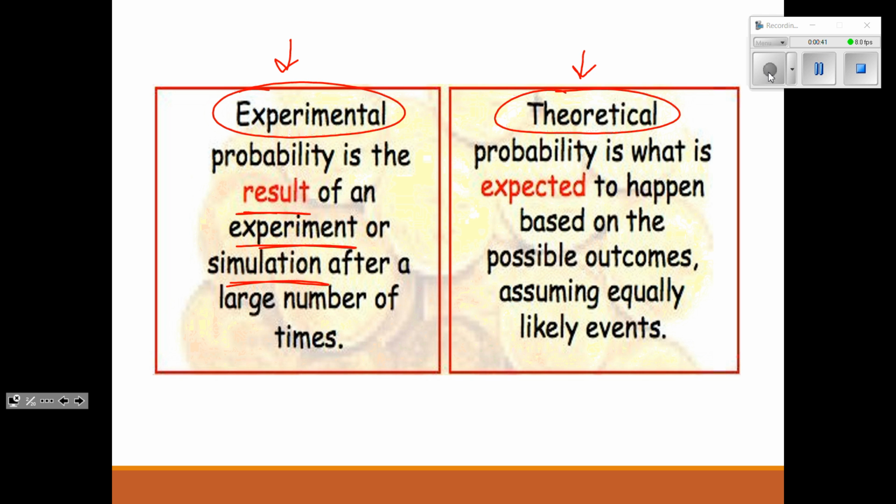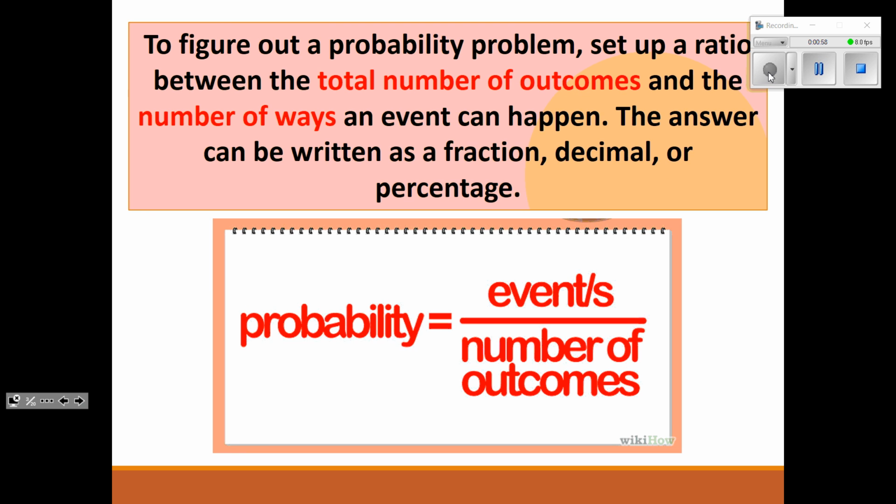So if you sit down and you actually roll the dice this many times to see what actually happened, or you pull cards out of a deck to see what actually happened, that would be experimental. But when you hear the term theoretical probability, that just means based on the number of events, what is expected to happen. And that's what we deal with most often.